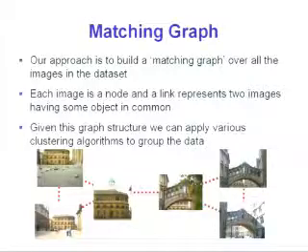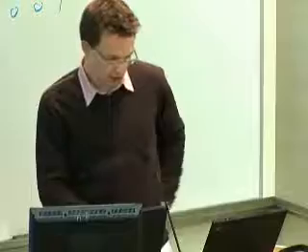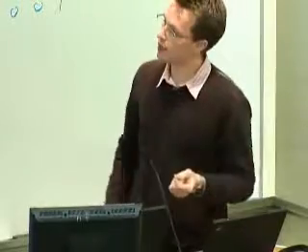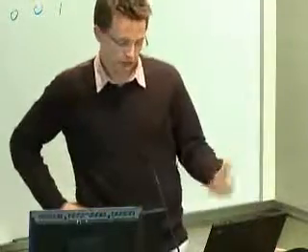So our approach is to try and build a matching graph over all the images in the dataset. This graph is formed such that each node is an image, and a link between two nodes encodes that these two images have some object in common between them, so they've been matched in some way. And then given this graph structure, we can apply various algorithms to group the data.